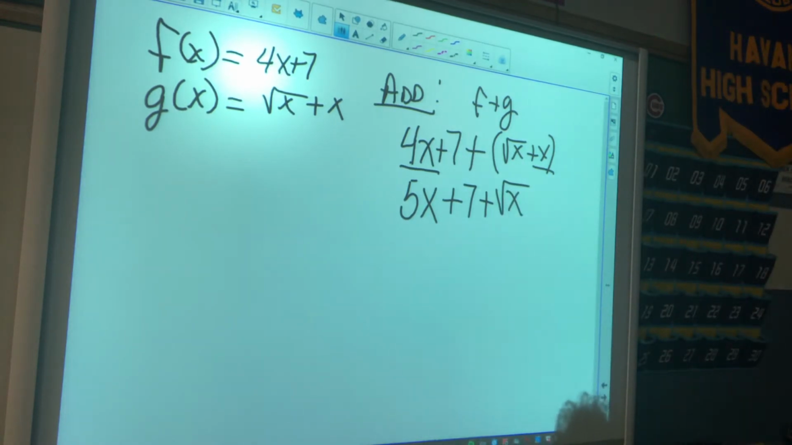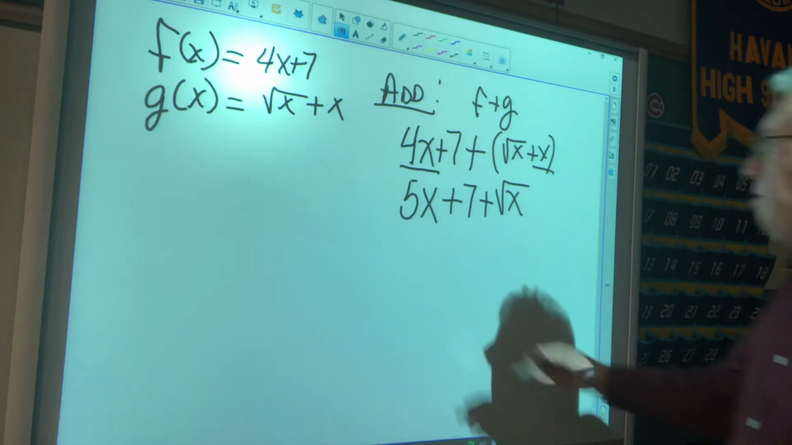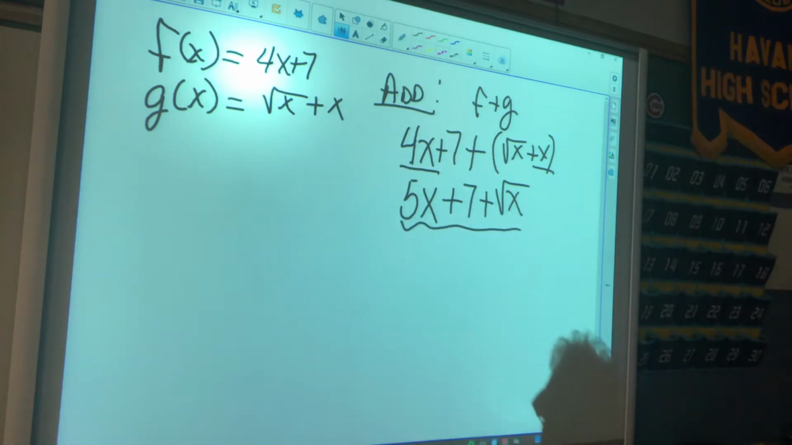Now, can I do anything else with that? No, I can't. That's the problem with adding and subtracting functions, is students try to jam stuff together and come up with their own math rules. Okay? Right now, that is our answer.